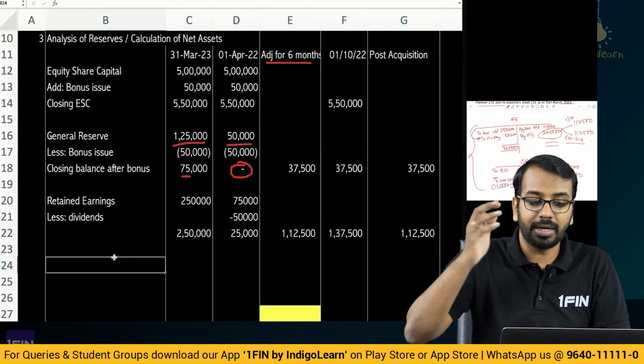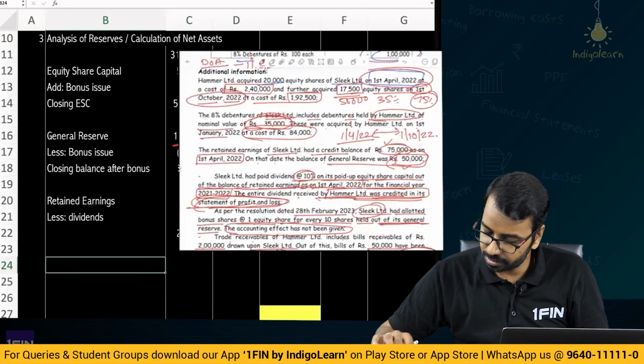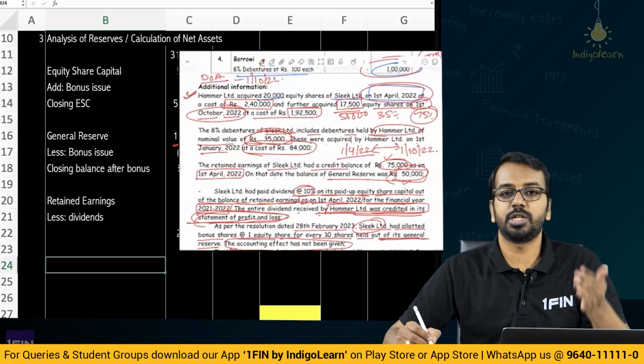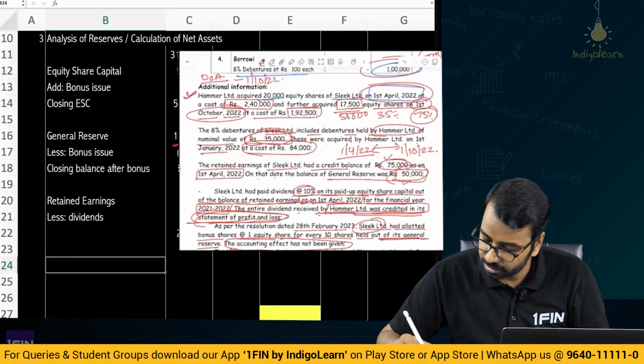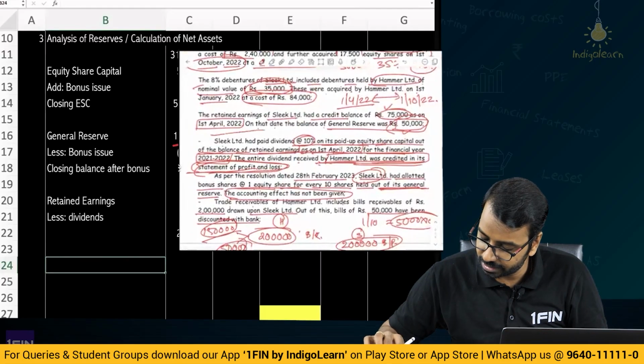Then on the date of acquisition, what are the other adjustments? See, this is the acquisition information, we will use it to calculate goodwill or capital reserve. These debentures will be cancelled out on the consolidation date. Retained earnings we have already analyzed.